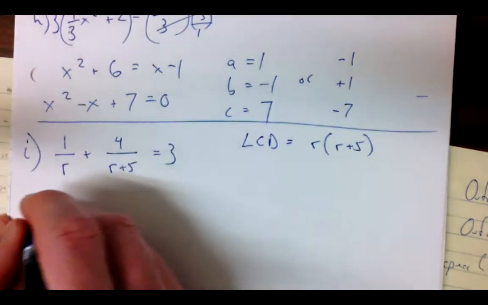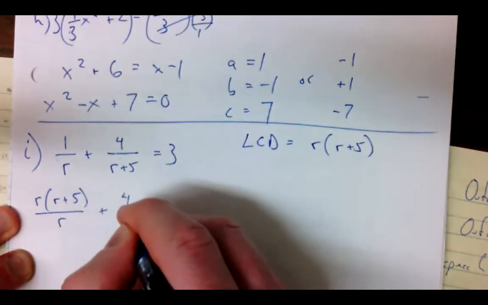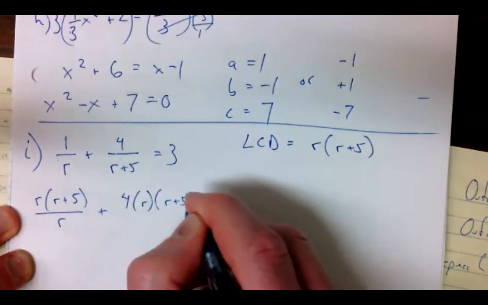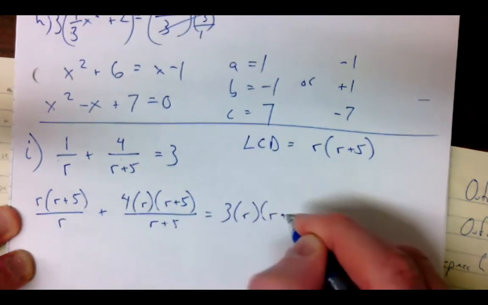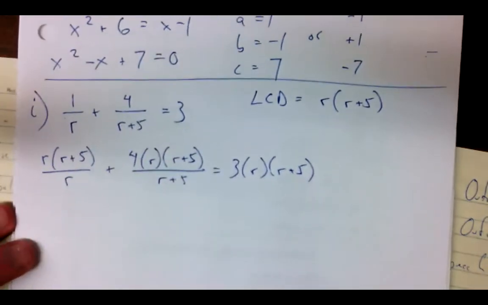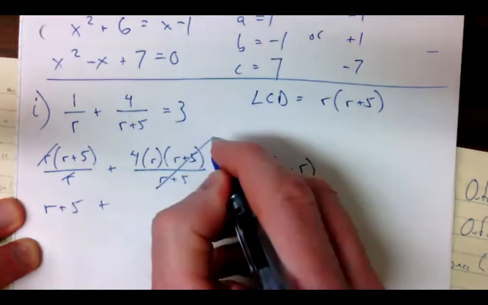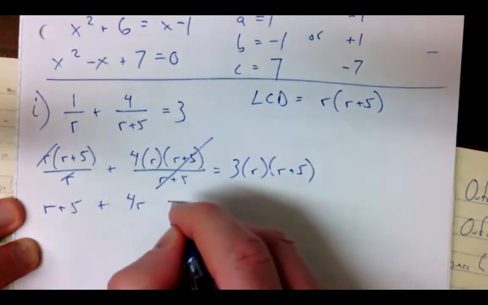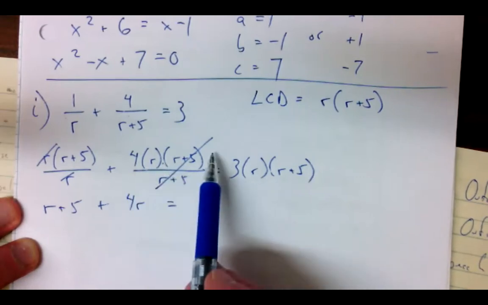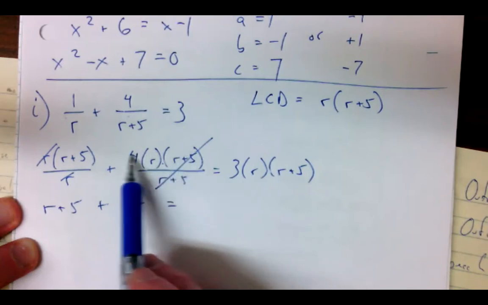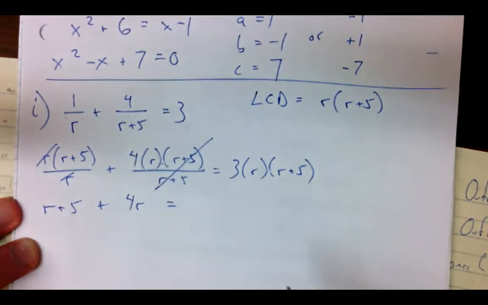So 1, I don't even really need to write the 1. R times R plus 5 over R plus 4 times R plus 5 over R plus 5 equals 3 times R plus 5. Now I need to simplify everything. R's cancel here. I got R plus 5. R plus 5's cancel here, so I got 4R. And then here, I have to multiply these through. I just want to go back to here for 1 second. If there was like a plus, like it was 4R plus R plus 5 or something, I couldn't cancel it. Only when everything on top is multiplying. Essentially, the R plus 5 is common to everything on top, and then it can be canceled.